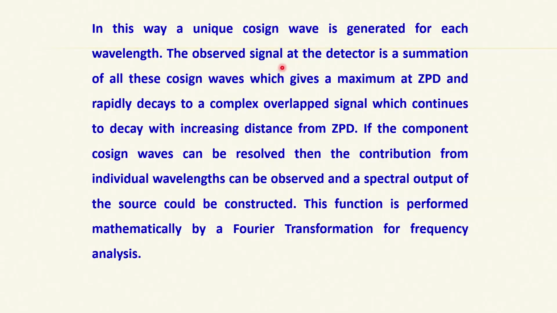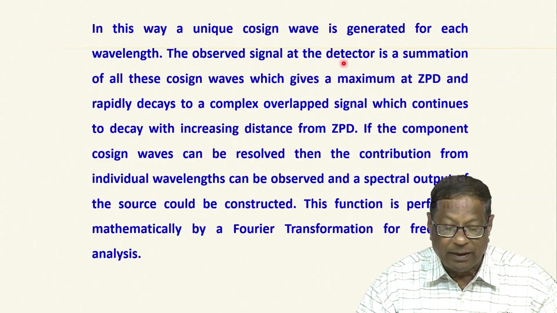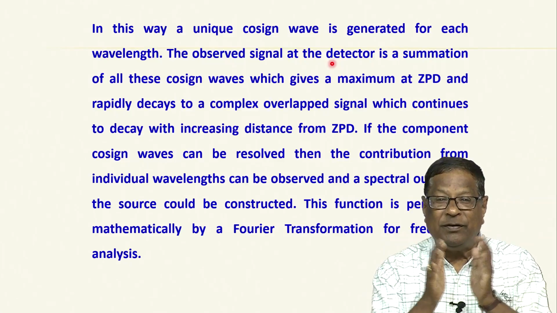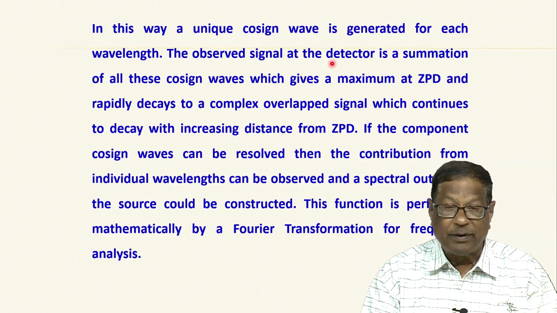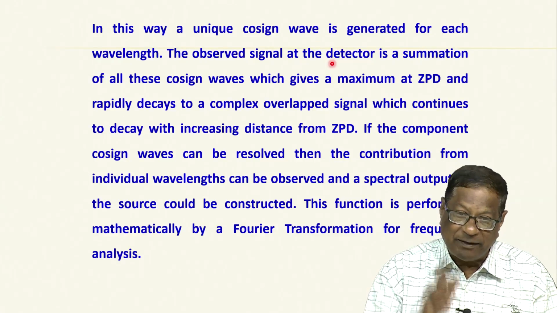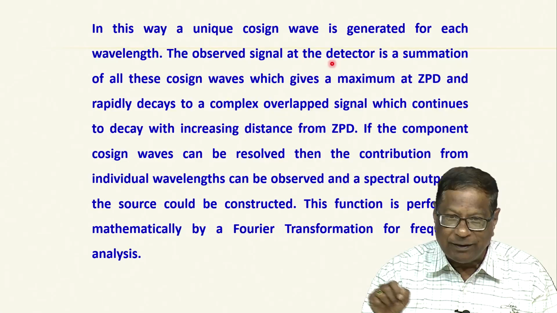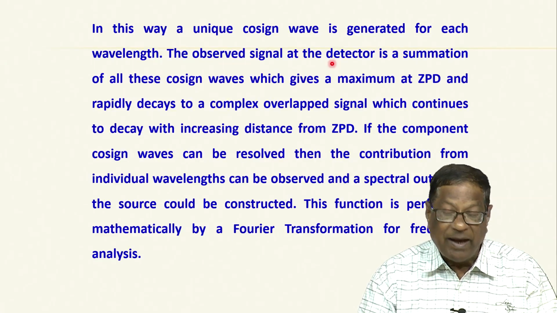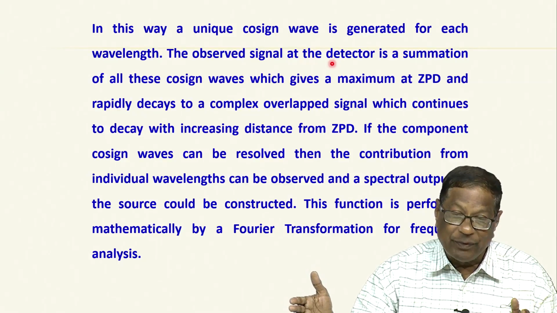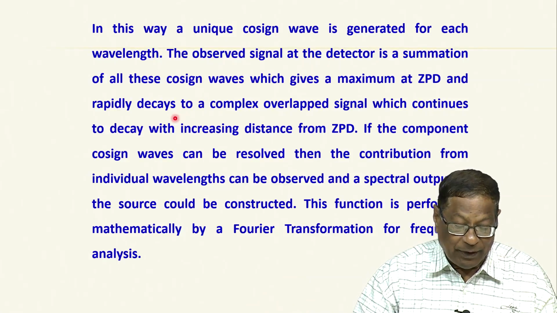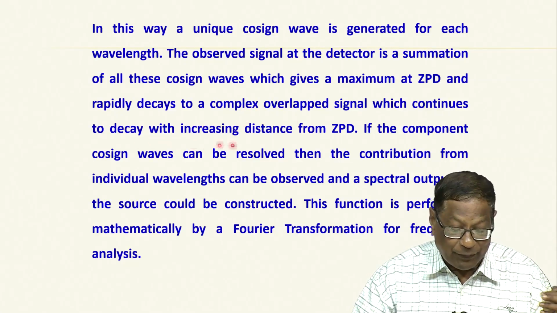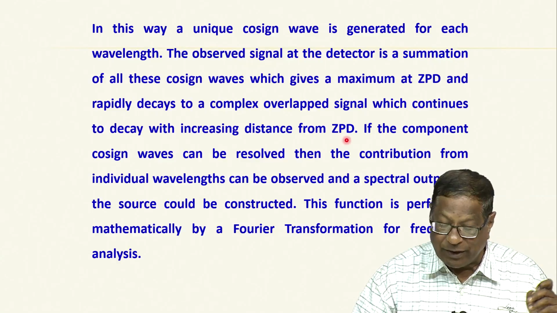The observed signal at the detector is a summation of all these maxima of the cosine waves. That is maximum at zero path difference, that is at position 1, and rapidly decays slowly to 0. So, it decays to a complex overlapped signal which continues to decay with increasing distance to ZPD.